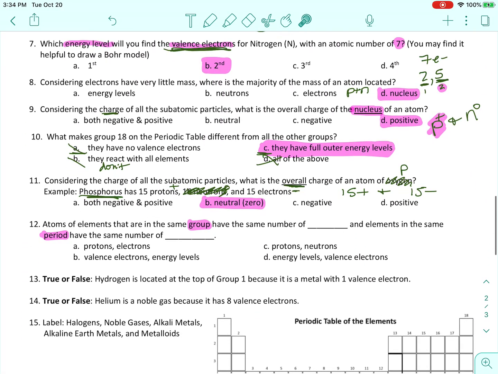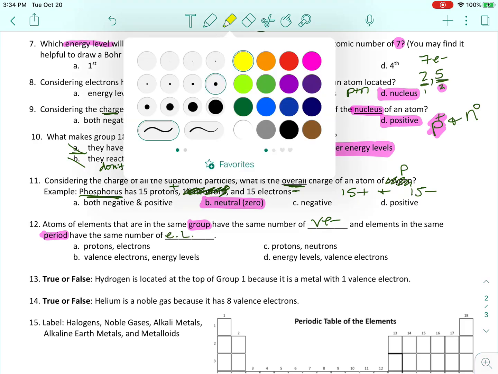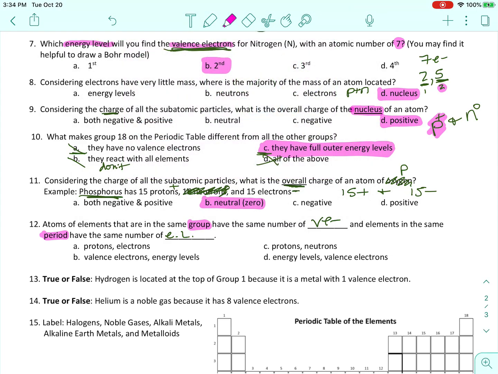So let's go back down to 12. Elements in the same group have the same number of valence electrons. Elements in the same period have the same number of energy levels. So that's going to be B.